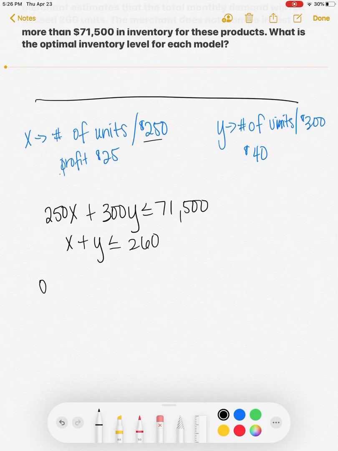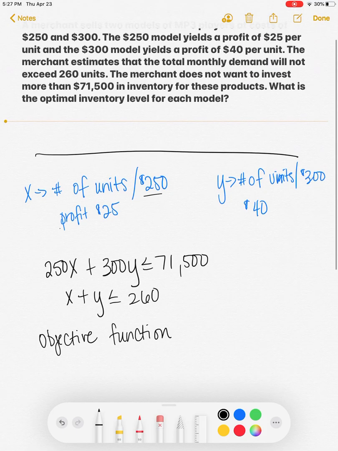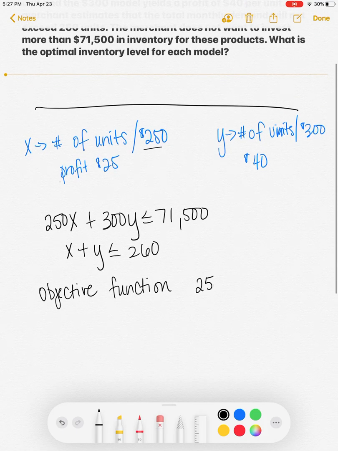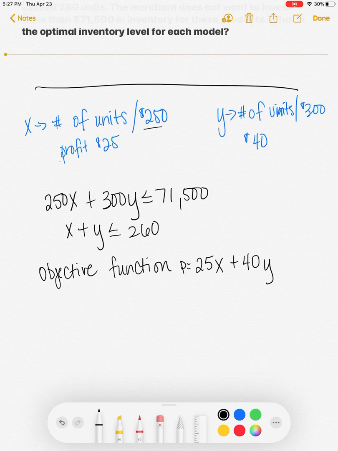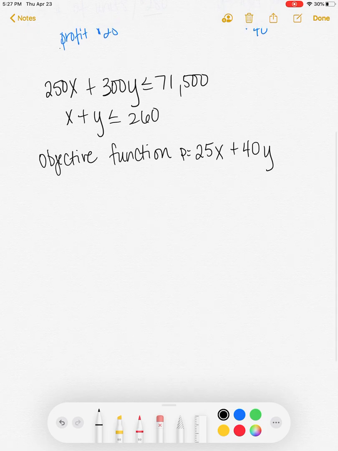So what's the optimal inventory level for each model? I want my objective function to be my profit. So if I make $25 per x and I make $40 per y, we could call this, I can't remember what we called it in the video. Did we say P is equal to? I can't remember. I did that video a couple days ago.